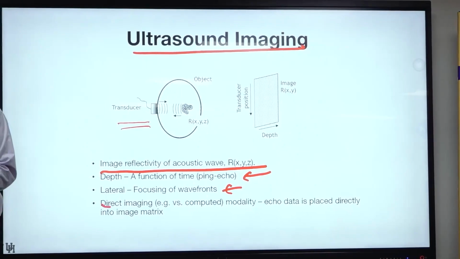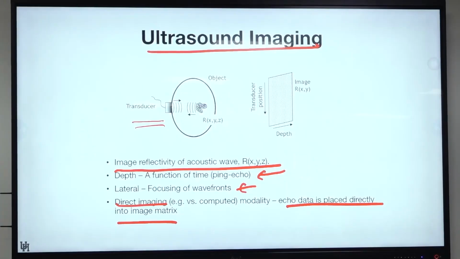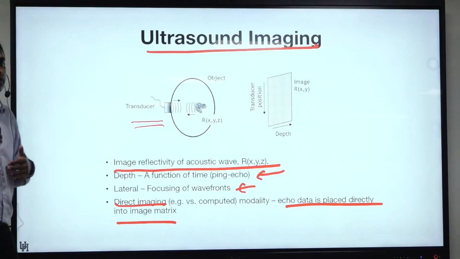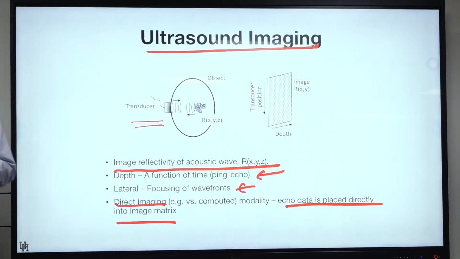So this is a more direct imaging. Echo is placed directly, so this does not use computation as much as computed tomography, which just won't work without actual calculations. In this, you just need to know the speed of sound and the time, and you calculate distance. Distance is speed times time. You know all these numbers, so you can estimate the distance. It's much less calculation. Okay.